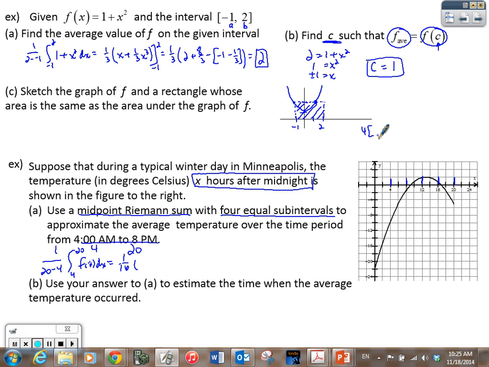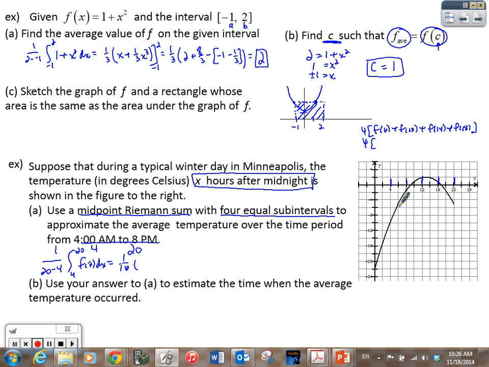They're 4 apart, so the width is 4. Now it's a midpoint Riemann sum, so I'm not going to be finding f of 4 or f of 8. I'm going to be finding the midpoint, which would be f of 6. So f of 6 plus f of 10 plus f of 14 plus f of 18, times 4. And it's the kind that y'all don't like where we have to estimate. That's fine, let's just estimate.